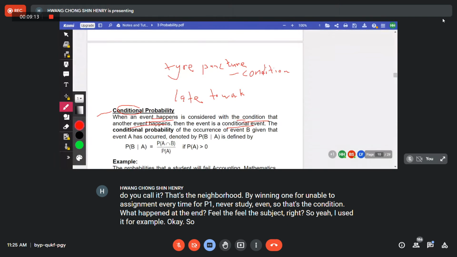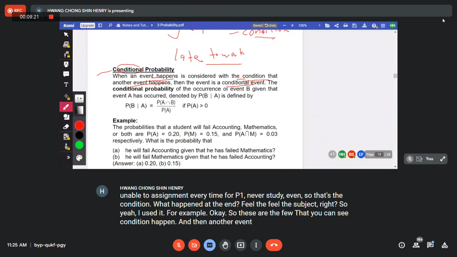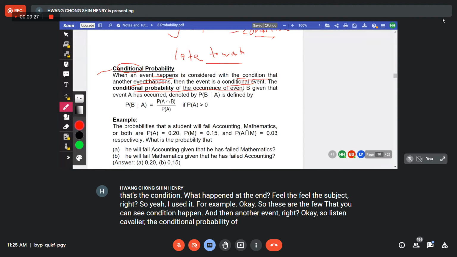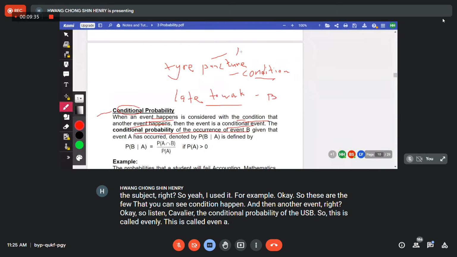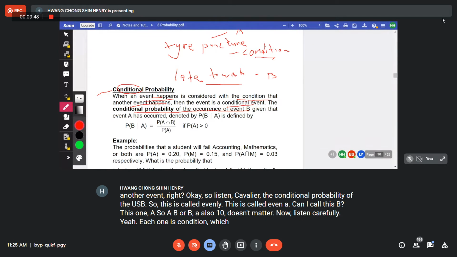Okay, so these are a few examples where you can see a condition happen, and then another event will happen, right? Okay, so listen carefully. The conditional probability of the event B. So this is called event B. This is called event A. Can I call this B and this one A? Also can. A, B, or B, A also can. It doesn't matter. Now listen carefully. Which one is the condition? Which one is the event? The symbol I write, you have to look at the word here.